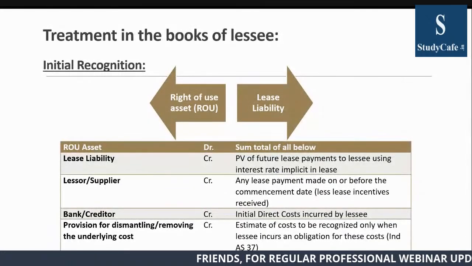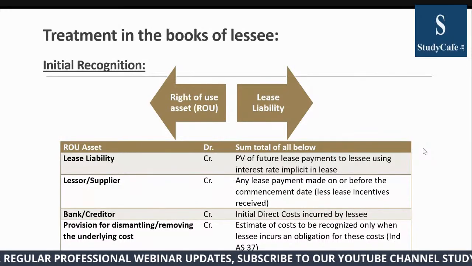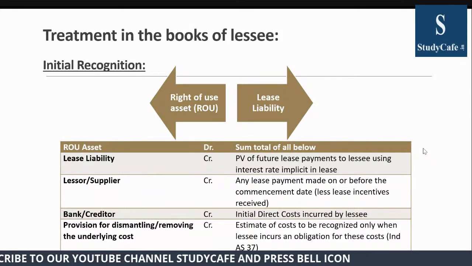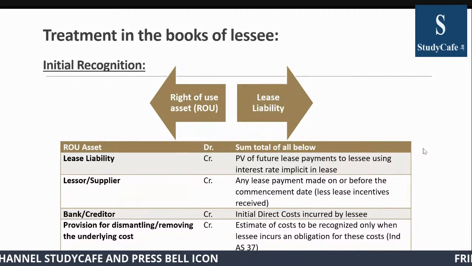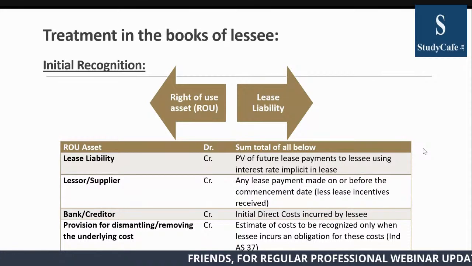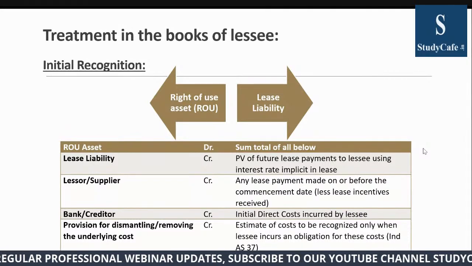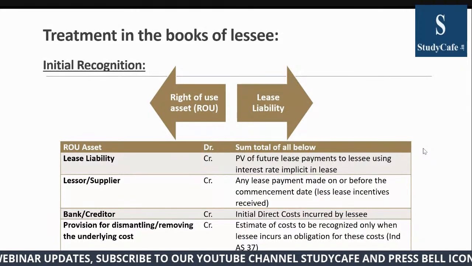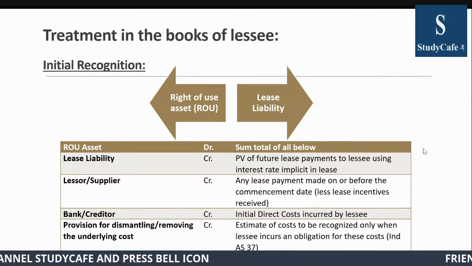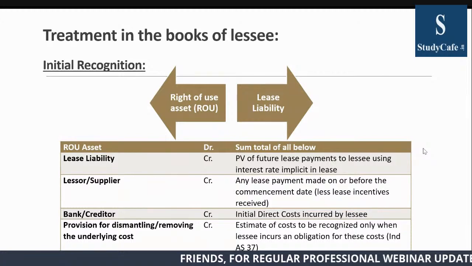So now we have come to the initial recognition part. As we all know now, the lessee is required to capitalize all the leases. It is required to recognize an asset, which is called a right of use asset, in short ROU asset. And on the other hand, it is required to recognize a lease liability. How the measurement will be done, that also we have all understood. Lease liability is computed by discounting the future lease payments using the interest rate implicit in lease or the incremental borrowing rate of the lessee. This is one component of the ROU asset.